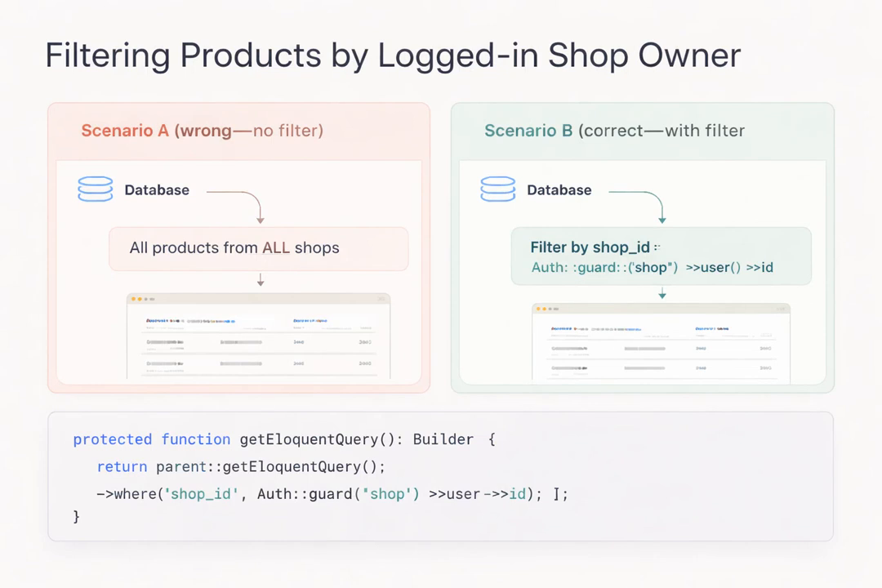Here's another important data isolation issue. By default, Filament's resource table fetches all records from the database, meaning every shop owner would see every other shop's products. That's obviously a serious problem. To fix this, the getEloquentQuery method is overridden in the resource. This method lets you customize the base query that Filament uses to fetch records. By adding a where clause filtering on shop ID equal to the currently logged in shop owner's ID, each shop owner now only sees their own products. This is a fundamental multi-tenancy pattern. Every user sees only their own data, even though it all lives in the same database table.